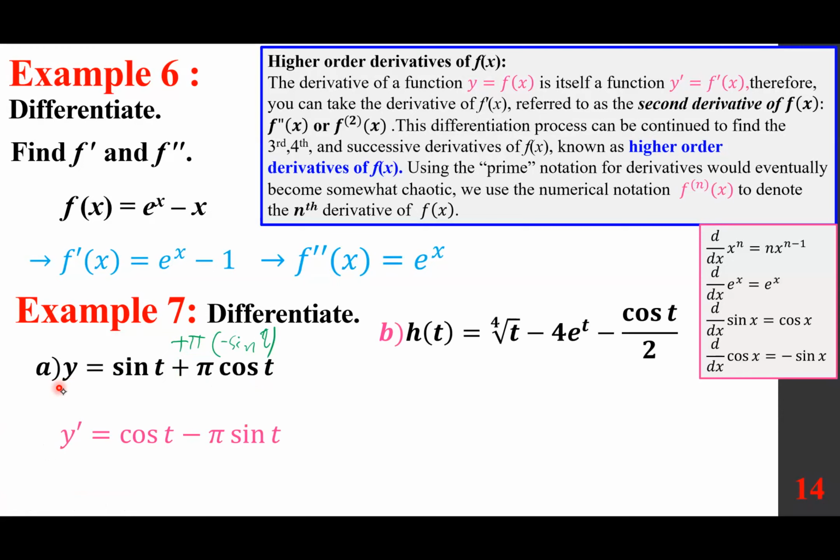We want to differentiate h of t equals the fourth root of t minus 4e to the power of t minus cosine t over 2. And to do that, the first thing we need to do is change this so that we can use the power rule on that. So we're going to change this to t to the power of 1/4. Now, if you see this and what it represents, fine. If you don't, we're going to change this to minus 1/2 times cosine t, again just so we can recognize the answer.